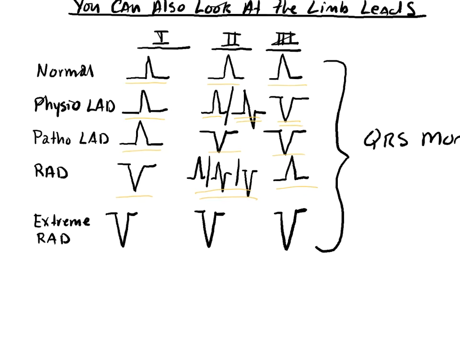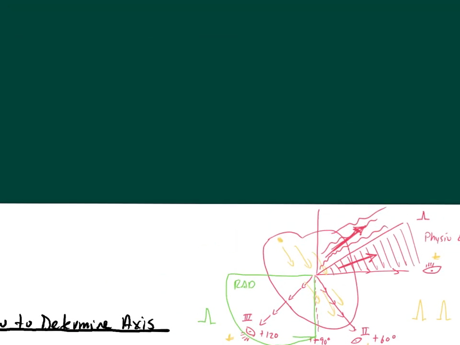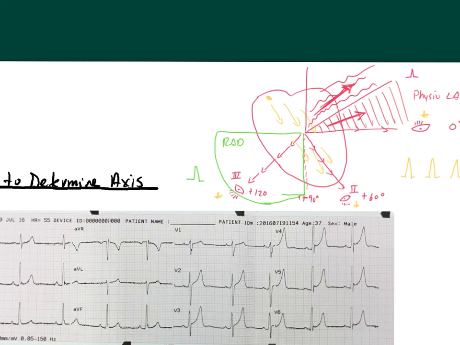And then finally, if we look at extreme right axis deviation, where's that going to be? Maybe I'll choose a different color for that, blue. Where's that at? 180 to negative 90. So it's going to be in here. Which of your limb leads looks in this direction here? Lead 3 is the closest. But again, if it's moving in this way, it's still perpendicular to lead 3. So lead 3 is going to be down.